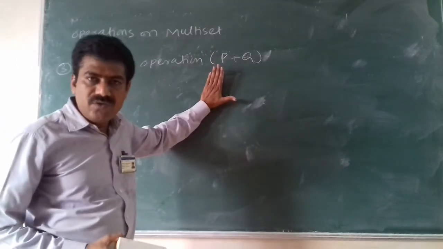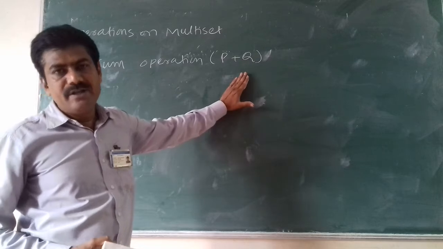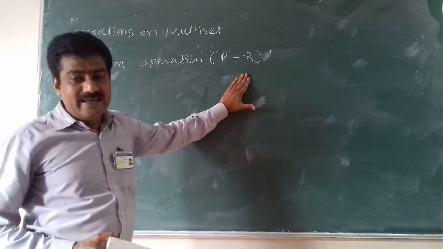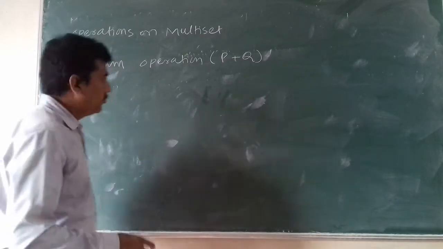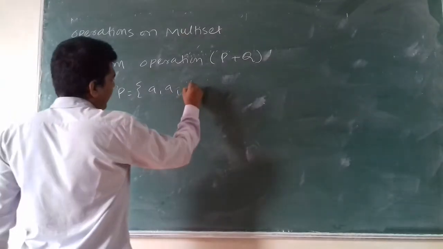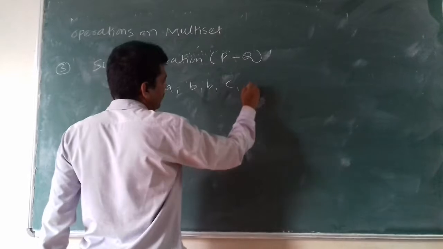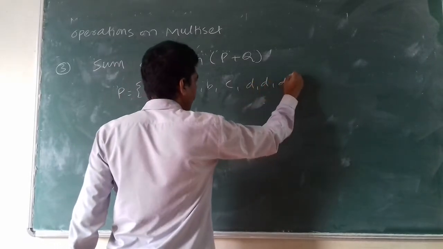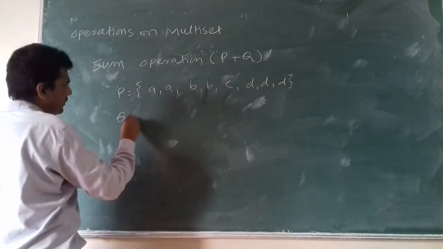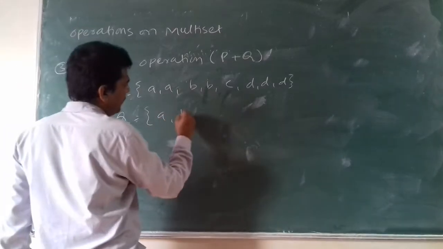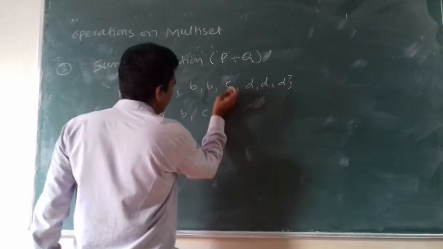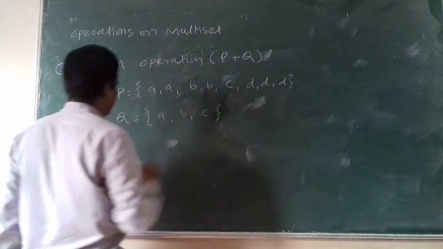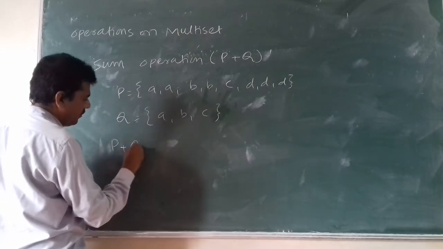Multiplicity of the element of the first set plus the multiplicity of the element of the second set. Okay, so 2a, 2b, 1c and 3d. If you use another set, the elements a, b, c and d will not exist. Okay, so p plus 2, the sum will be what?